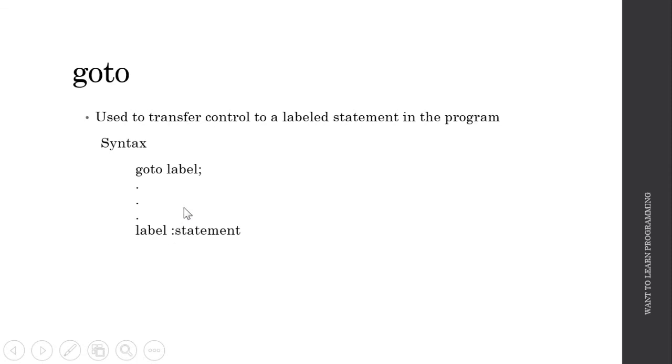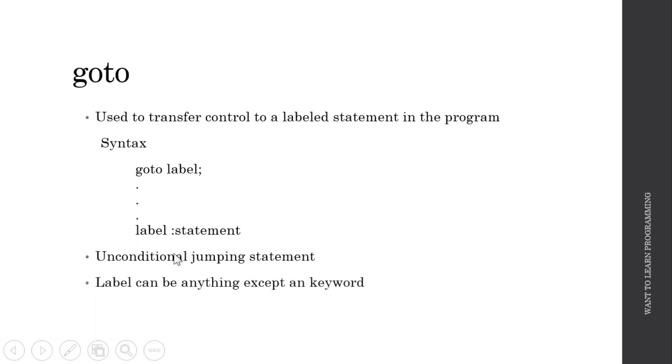Let's look at the properties of goto. It is an unconditional jumping statement because it does not depend on any condition for the jump to occur. Labels can be anything except a keyword, that is, the names of the labels can be anything except the keywords we mentioned at the start of the video series. Next, it is highly discouraged as the goto statement is very difficult to control. For example, if the label statement is somewhere above the goto statement, then every time it encounters the goto statement, it will jump back to the label statement. So this might be a case wherein the program never terminates and gets into an infinite loop.